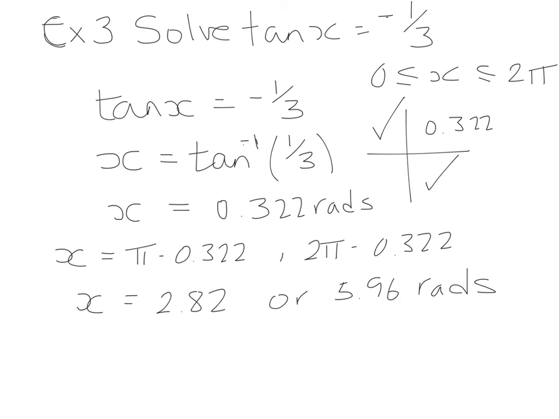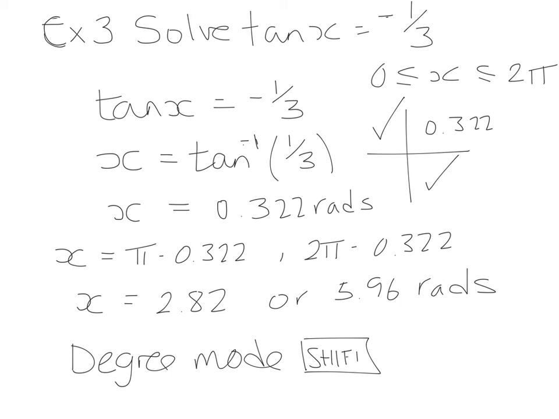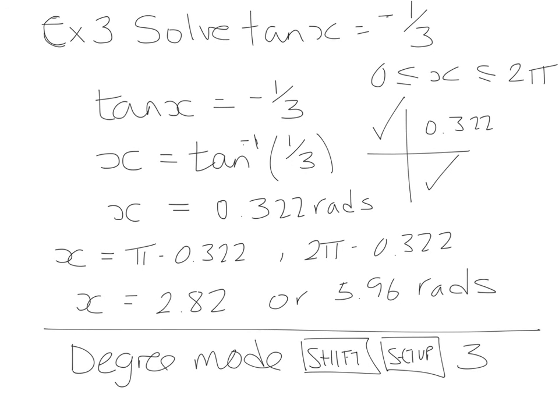Just before we finish up, a reminder that when you're solving trig equations and there are degrees and radians involved in the calculations, make sure you remember to change your calculator backwards and forwards between the modes. So to go back to degree mode, you would do shift, setup, 3. Okay, so that's how you would get back if your next question was a degree mode calculator question.